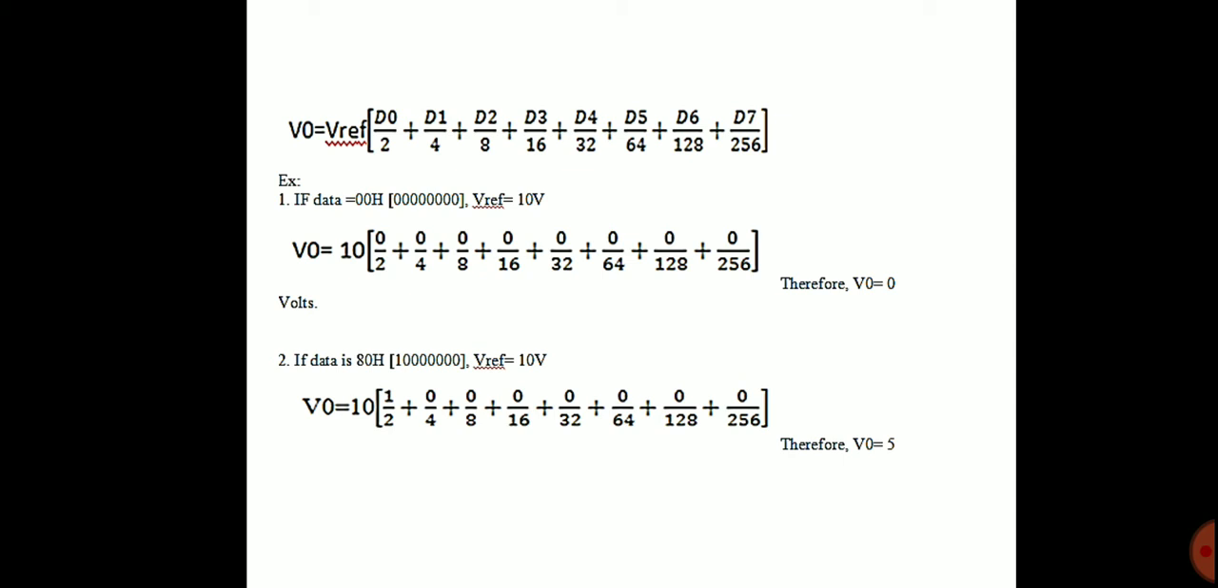If the data is 00 H and the reference voltage is 10 volts, then the output voltage is equal to 10 times 0 divided by 256. Now the second example: if the data is 80 H, that is the binary value 10000000, and the reference voltage is 10 volts, the output voltage is equal to 10 times 128 divided by 256. Therefore, Vout is equal to 5 volts.